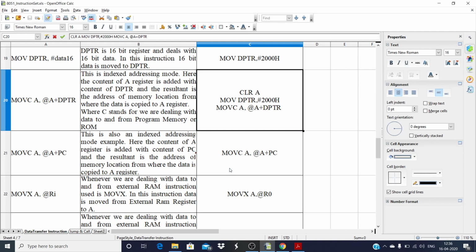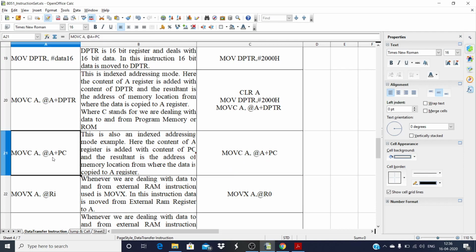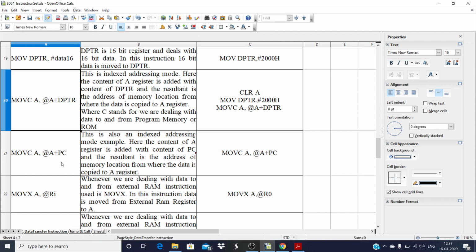The next instruction, MOVC A, @A+PC. So PC and DPTR, both of these are 16-bit registers, and MOVC is for whenever we want to transfer data to and from the program memory, ROM or code byte. So this instruction and the previous instruction are both similar types of instructions.